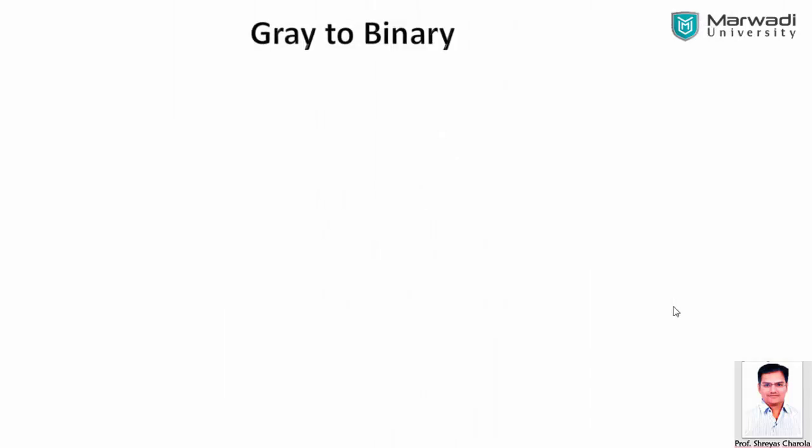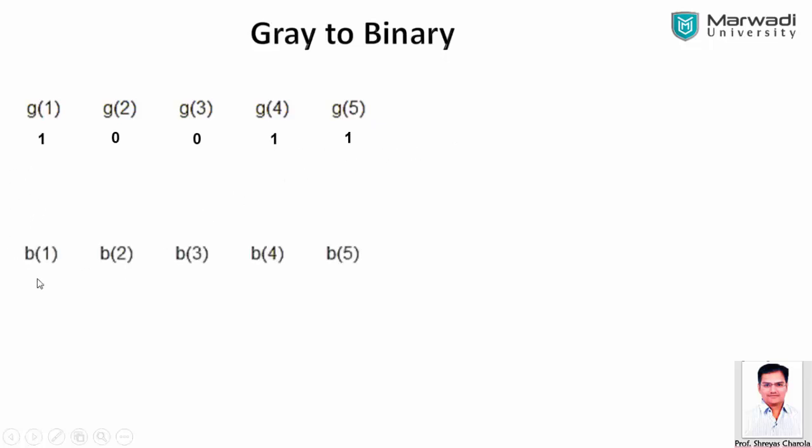Now if I want to convert a Gray number to a binary number, consider the same number for the Gray number, 1 0 0 1 1. To convert that Gray number into a binary number, you write G1 the same as B1. Now to find B2, the answer I got as B1, I do the XOR with G2, and 1 XOR 0 gives the answer 1.